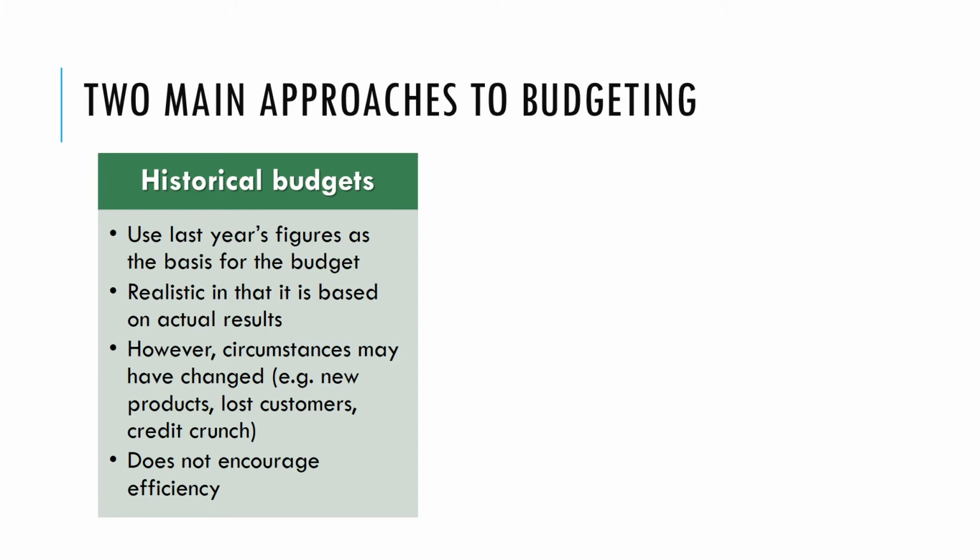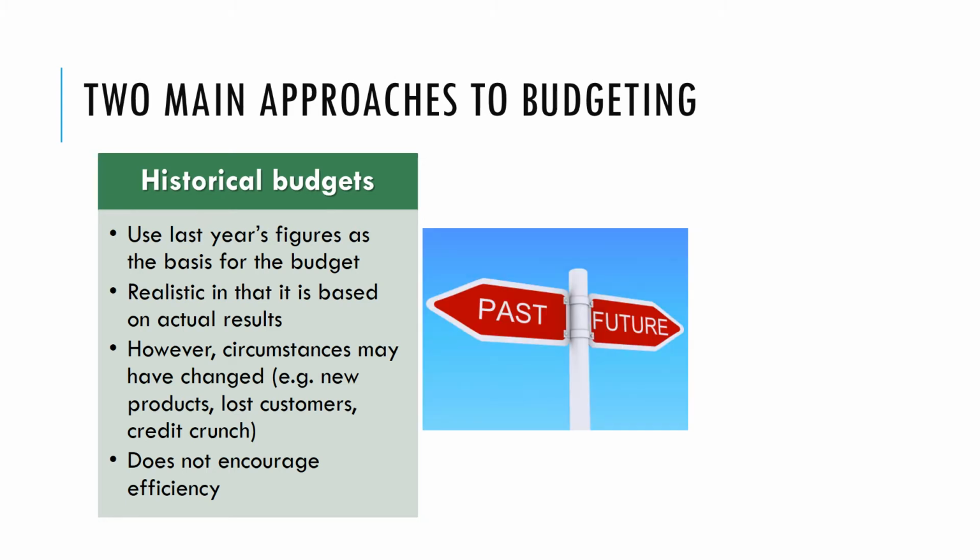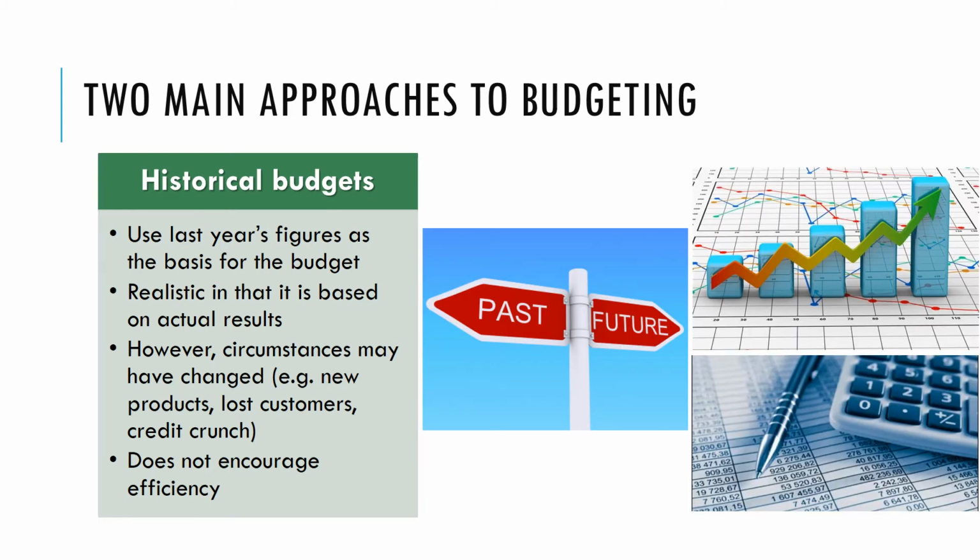So what if a new product's been launched, or if there's been a recession, or if a new competitor has opened? That won't be reflected in our historical figures. So it's realistic, but may not take into account new circumstances. So historical budgeting: we use the past to predict the future and use those predictions to make our budgets.